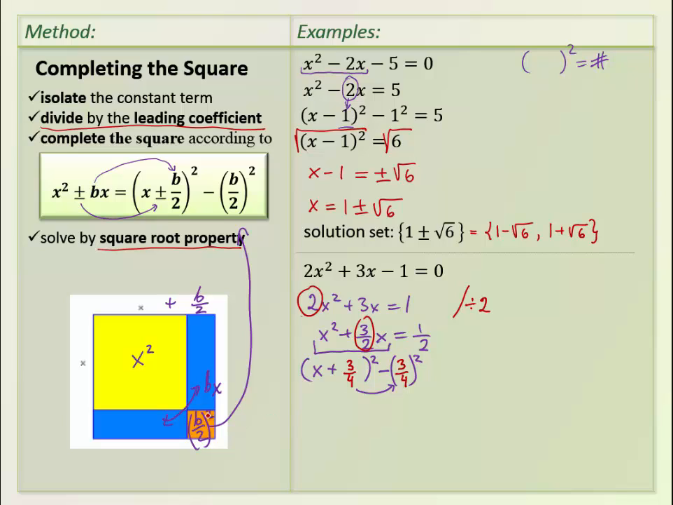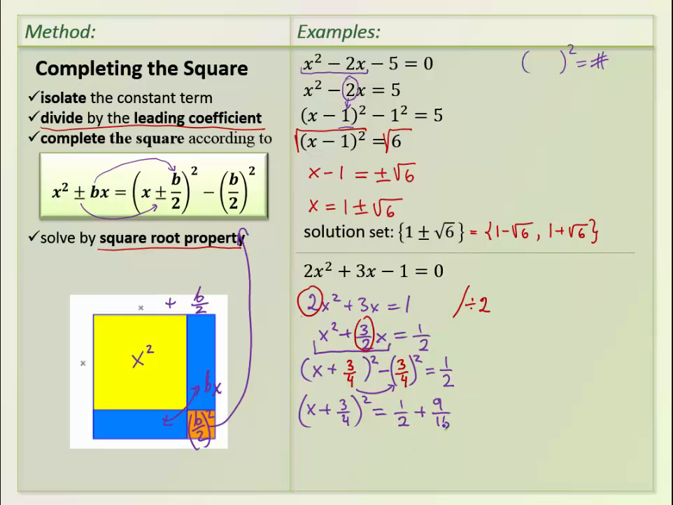This is the extra orange piece on the diagram. We need to subtract it in order to match whatever we had originally. And that equals 1 half. And the final step would be to solve it. That means bring the three numbers to the other side and use the square root property. So we have 1 half plus, and the square of 3/4 is 9/16.